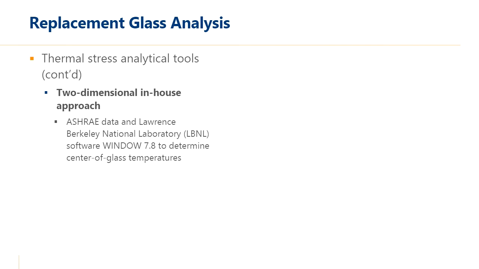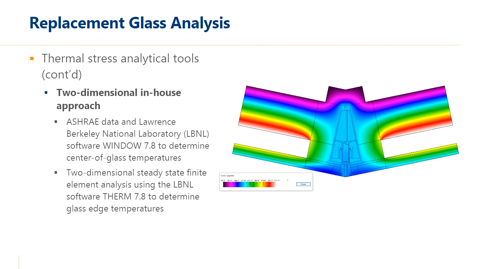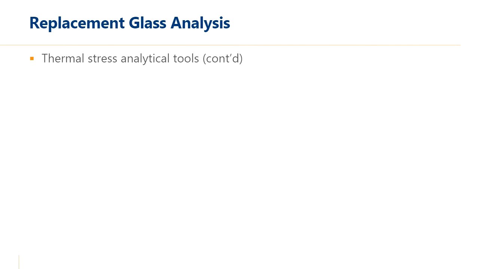One's a two-dimensional approach that uses ASHRAE data in LBNL Windows program to estimate the center of glass temperatures. Then those center of glass temperatures are fed into the LBNL Therm program to determine the edge temperatures. And it's the difference between the center and the edge temperature that's used to calculate the resulting edge stresses or thermal stresses at the edge of the glass.